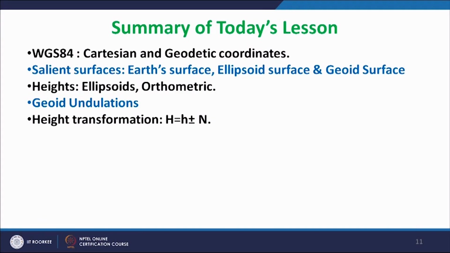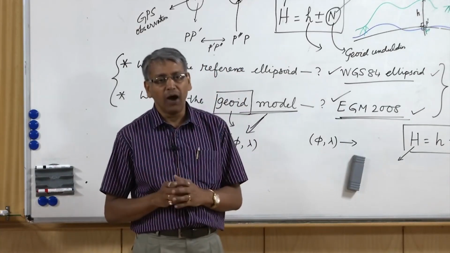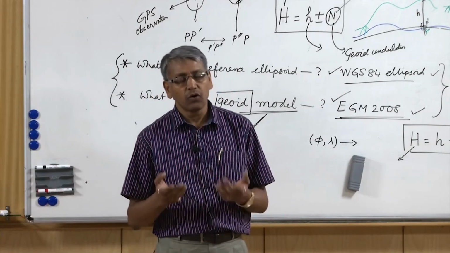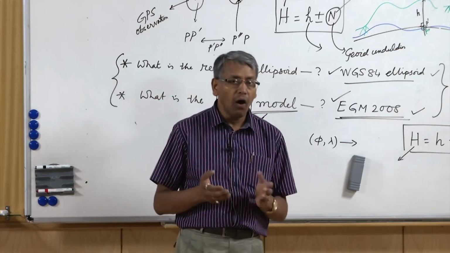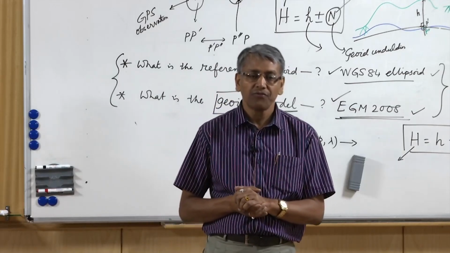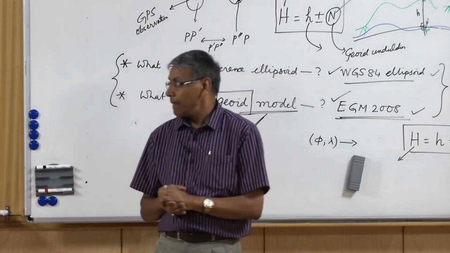So that is all about today's class. Let me summarize the content of today's class. Today I first discussed the position that we get from GPS measurements. GPS provides us the position of any point in 3D coordinates. That coordinate may be Cartesian coordinates x, y, z, or geodetic coordinates phi, lambda, h: latitude, longitude and ellipsoidal height.